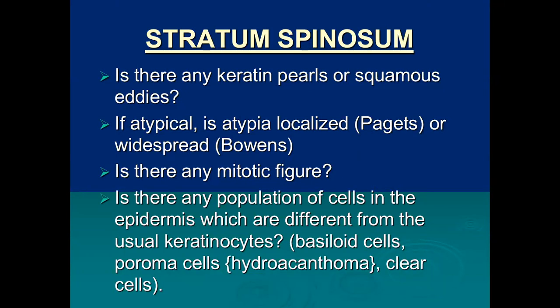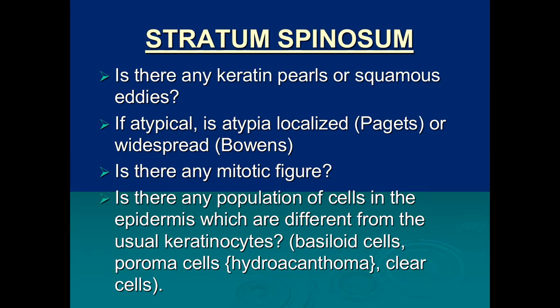In stratum spinosum, we are also going to find if there is any keratin pearl formation or squamous eddies. Now we are trying to find the benign or malignant conditions involving the stratum spinosum. Are there any atypical cells present in the stratum spinosum? Or are there any mitoses? Or is there any population of cells in the epidermis which are different from the usual keratinocytes?